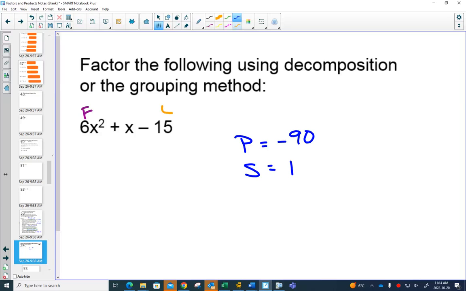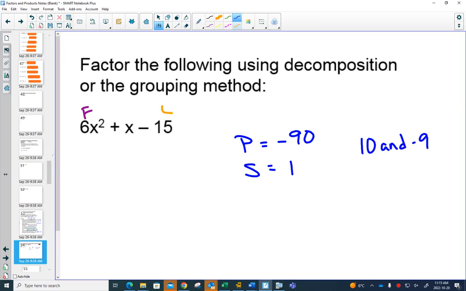What two numbers multiply to give you negative 90? 9 and 10. 9 and 10 give you positive 90. Oh, negative, or positive 10 and negative 9. Does positive 10 and negative 9 add up to positive 1? Yes, so then your numbers are positive 10 and negative 9. Can you see that positive 9 and negative 10 would still work for the product, but wouldn't work for the sum? So where you put the negative is important.